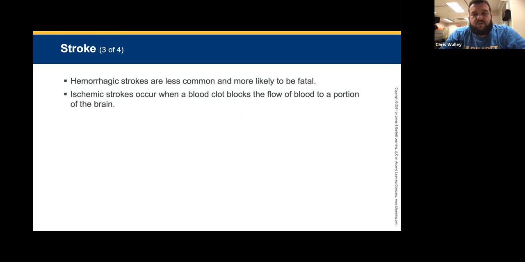Hemorrhagic strokes, in which a broken blood vessel causes bleeding into the brain, are less common and more likely to be fatal. Ischemic strokes occur when a blood clot blocks the flow of blood to a portion of the brain. So basically what's going to happen is your clot is just going to say, okay, well, you can't get blood in, you can't get blood out. So it's going to become stagnant right on the spot, depending on if it's blocking upward or downward. And you can't get blood back and forth. That part of the brain will die in due time.